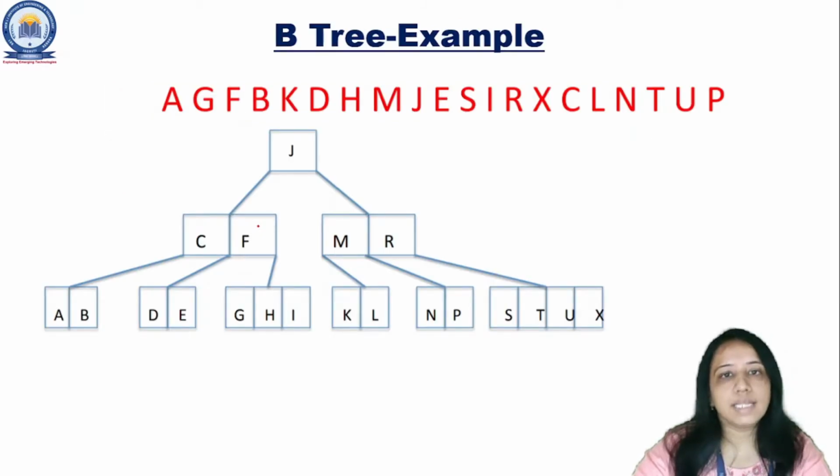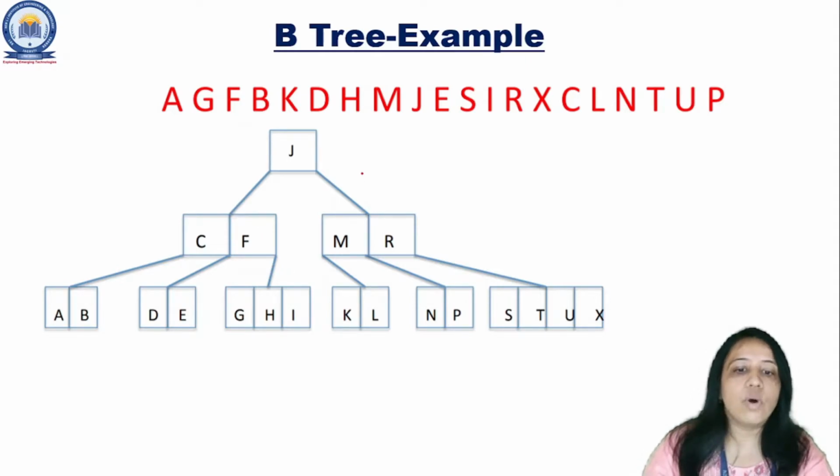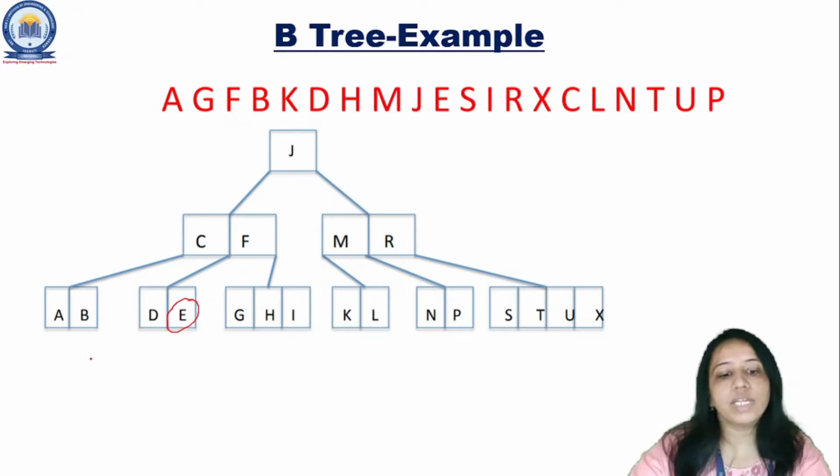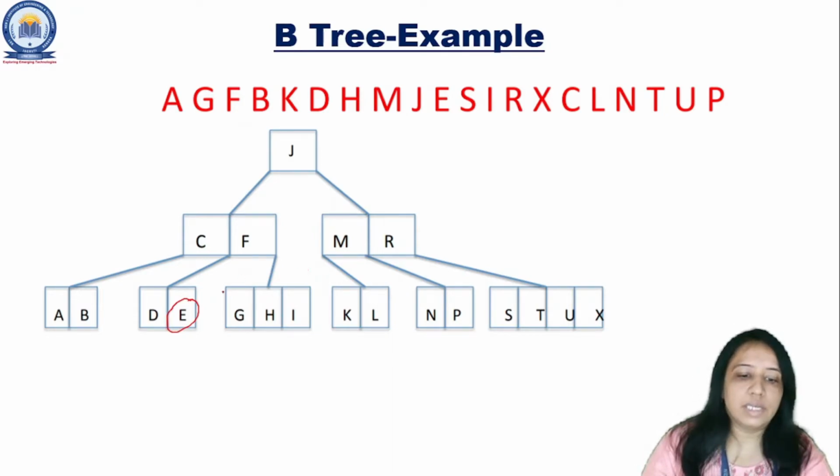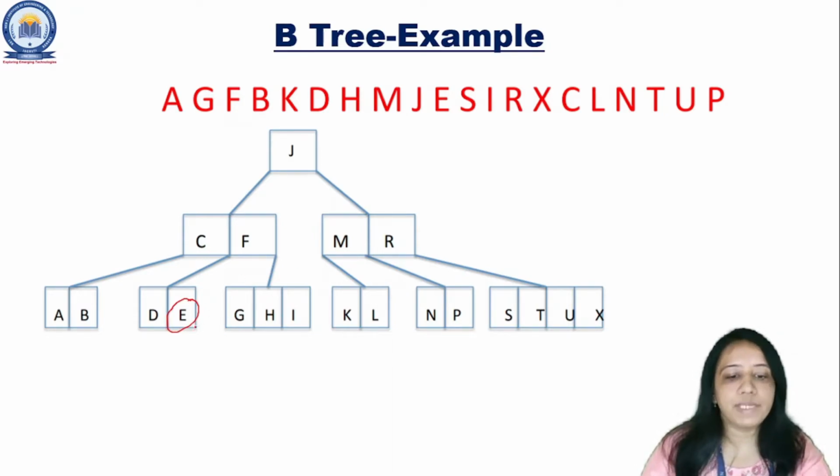First, in the last lecture, we constructed this B tree. Now we are going to delete something, and we will see what changes happen in the B tree. First, we need to delete the E. So what happens at that time?